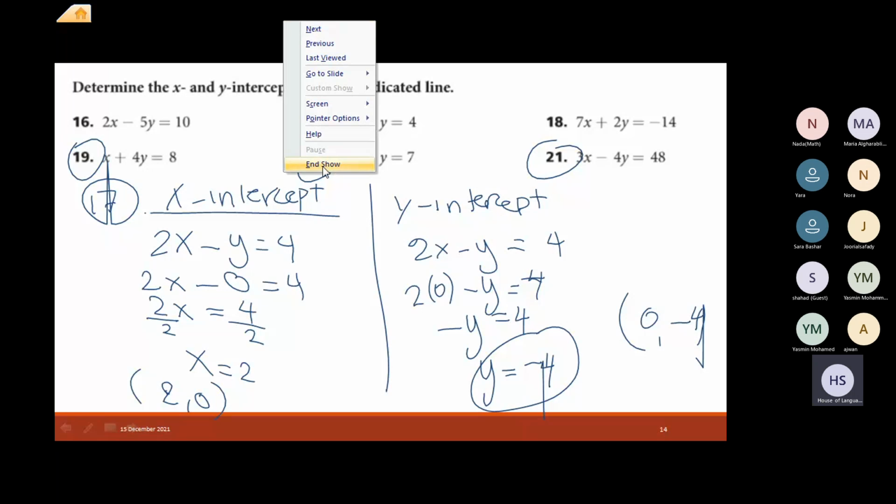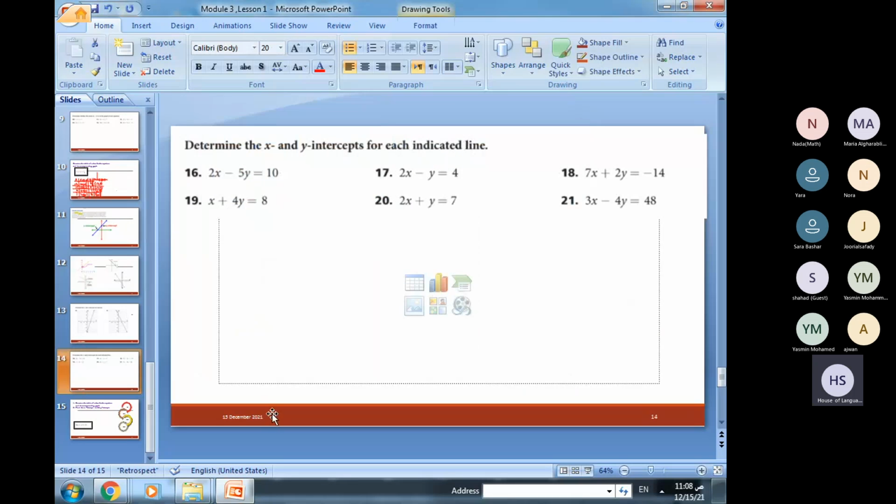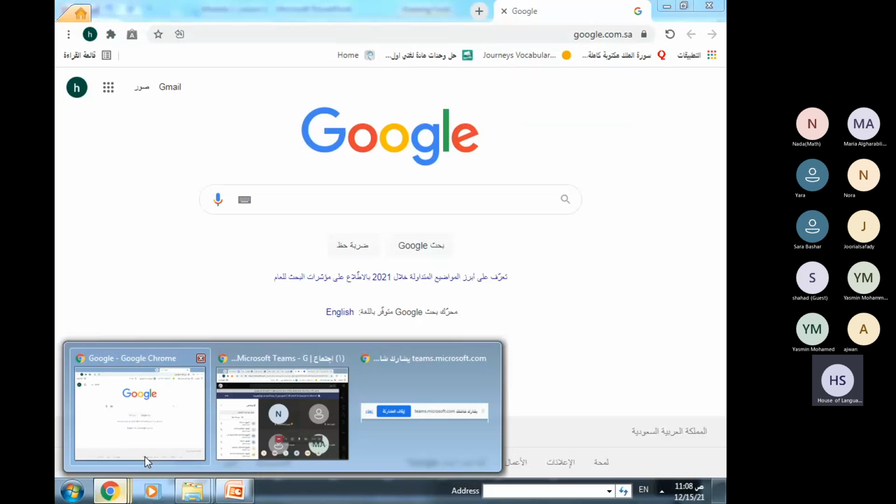Teacher, which page? Girls, which page? Page 18.